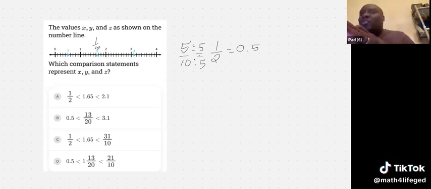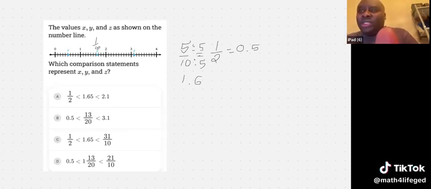So this would be in decimal form 1.65, right? So 1.1, 1.2, 1.3, 1.4, 1.5, 1.6, and then this is 1.7. So this is in between 1.6 and 1.7. So that's 1.65. This one, y, is 1.65 because it's in between.